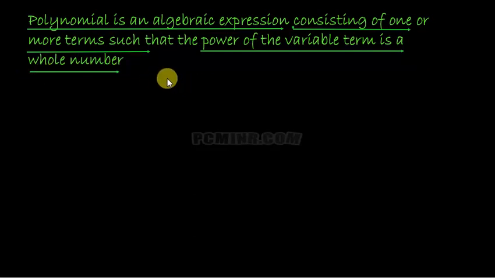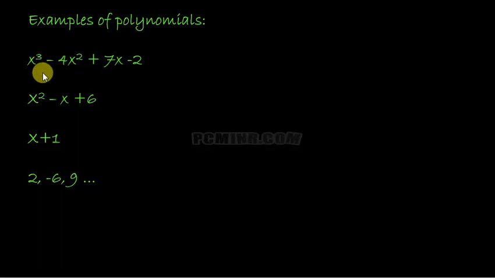So you have to insist on two things. One, that it may consist of one or more terms. So it can be a single term also, and more than that. And the power of the variable term is a whole number. I'll explain this to you with the help of an example. So I have my first example here, which says x cube minus 4x square plus 7x minus 2. So is this a polynomial?